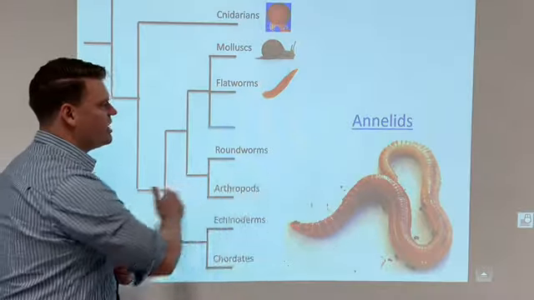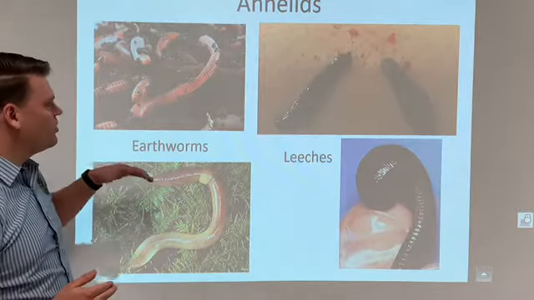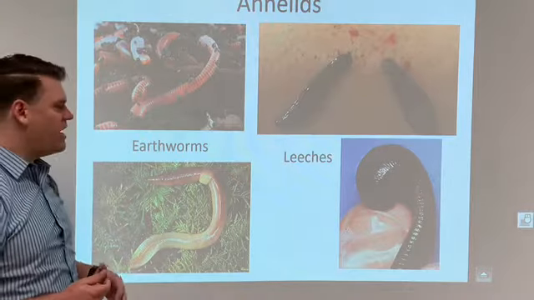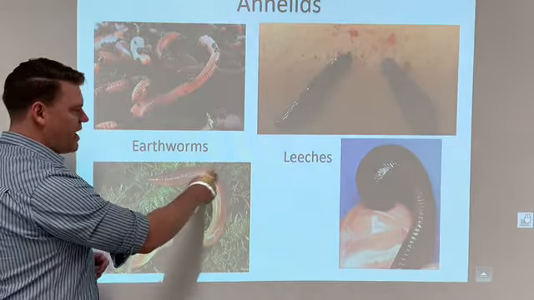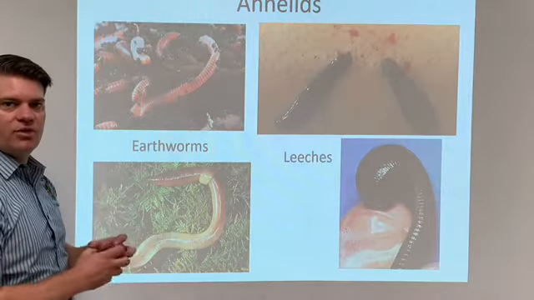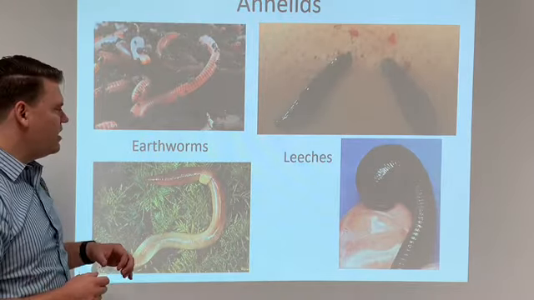Our annelids are kind of like traditional worms, earthworms and leeches that we see. So it's kind of interesting. On our earthworm, you probably always see this patch right here. That patch is actually where their reproductive system is.